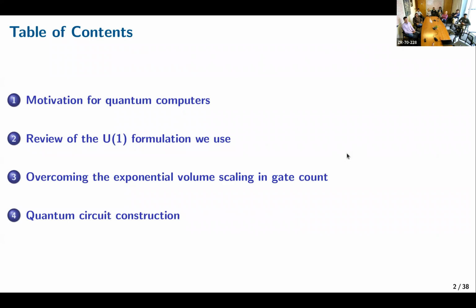So this is a broad overview of the talk. For the first section, we're going to motivate quantum computers and why we are excited about them for high energy physics and nuclear physics. From there, we will review the particular U1 formulation that we actually try to implement on a quantum computer. Once we've done that, we can talk about the gate count scaling required to implement time evolution of this theory and talk about an exponential volume scaling that appears. Then we'll talk about how to overcome this by performing a change of operator basis. And then we'll conclude by talking about the procedure we use to build the circuits that could be implemented on quantum computers.